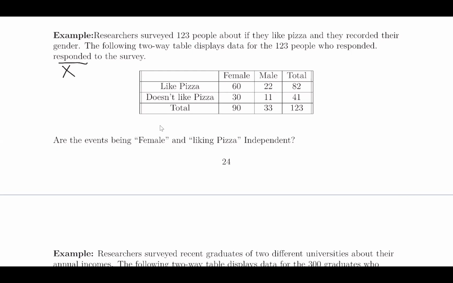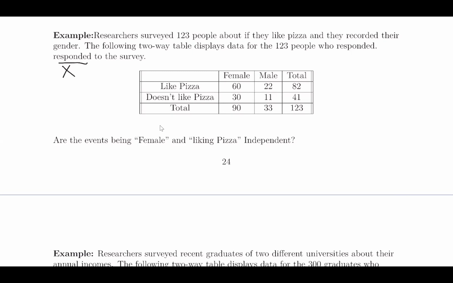If you think they're pretty much the same, you're thinking they're independent. If you think that gender has something to do with you liking pizza, then you're saying the two events are dependent on each other. So do you think that gender really doesn't matter whether you like pizza or not, or do you think it does matter? Cool. All right. So you think no, it has nothing to do with whether you like pizza or not. So we're going to mathematically prove this.